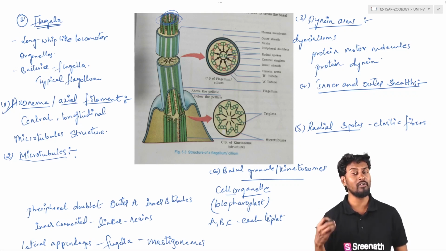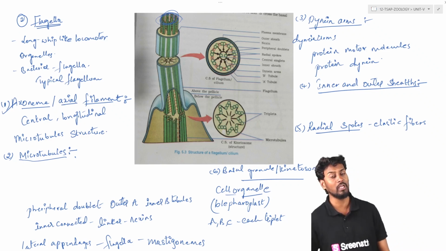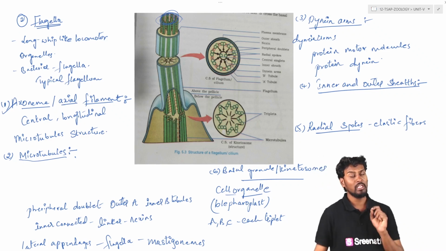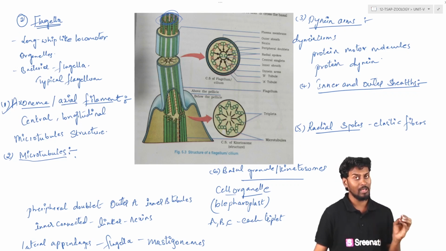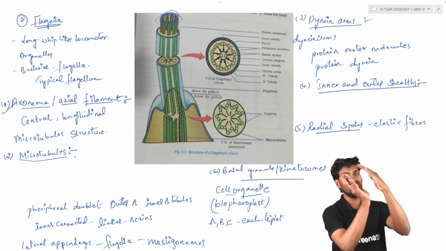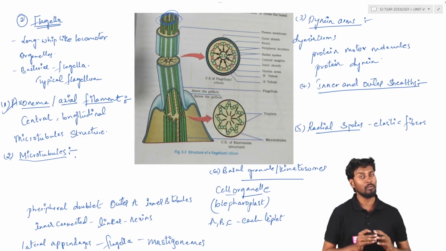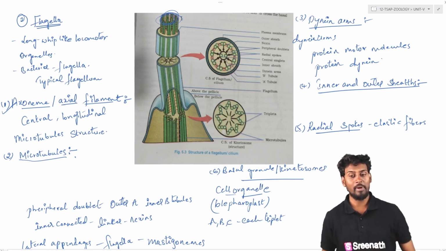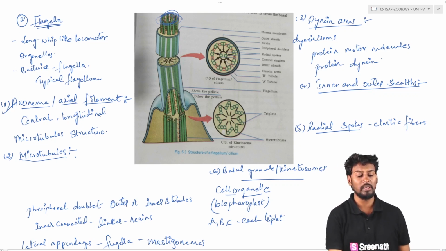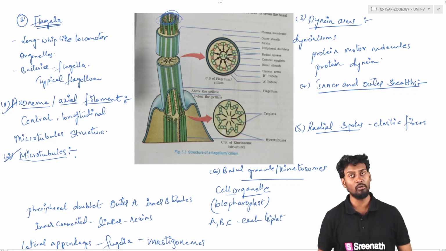Actually, the contraction and mobility we need is entirely because of the axoneme or the axial filament. These filaments are generally central and longitudinal in appearance, meaning they are present in a longitudinal fashion, and they are microtubular structures. Apart from this, we are also discussing microtubules.